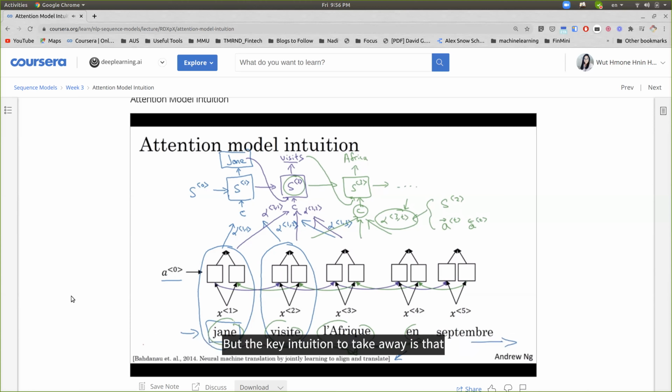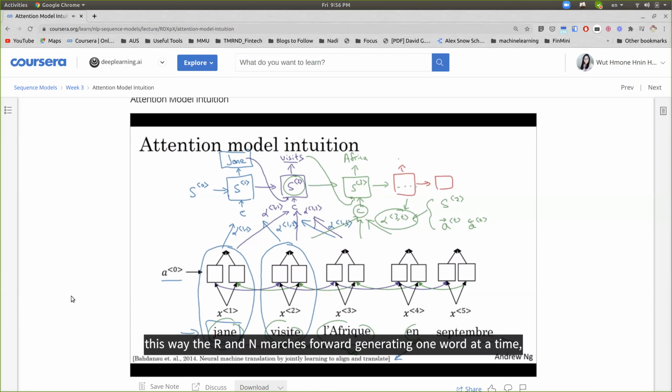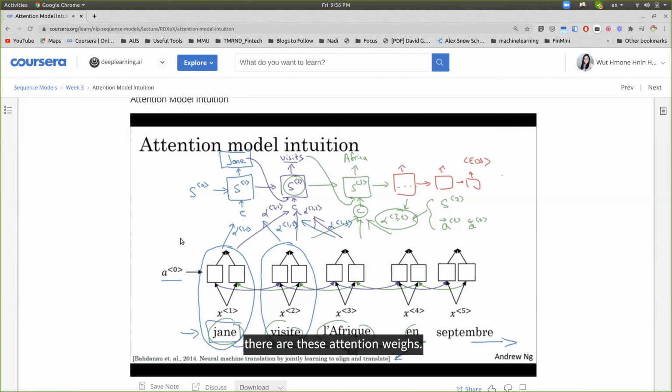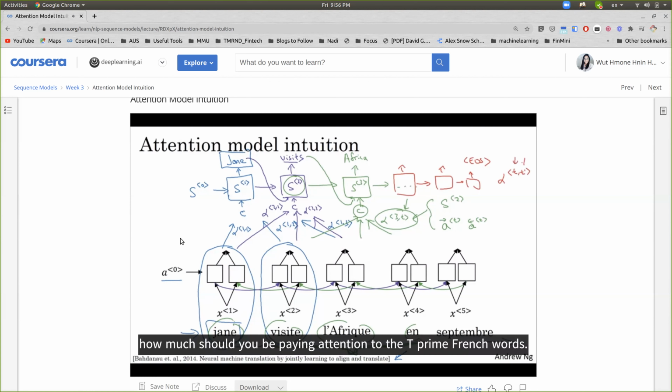But the key intuition to take away is that this way, the RNN marches forward, generating one word at a time until eventually it generates the EOS. And at every step, there are these attention weights, alpha t,t', that tell it when you're trying to generate the t-th English word, how much should you be paying attention to the t'-th French word.